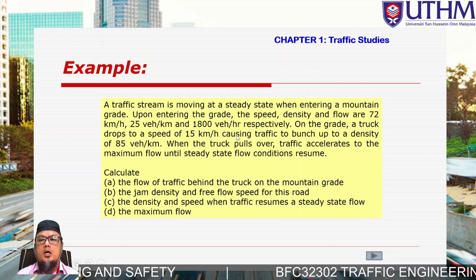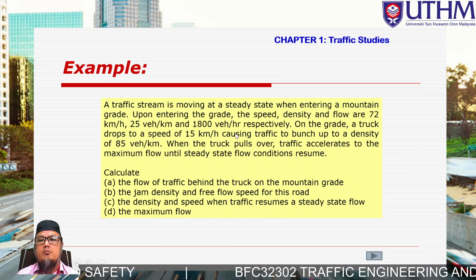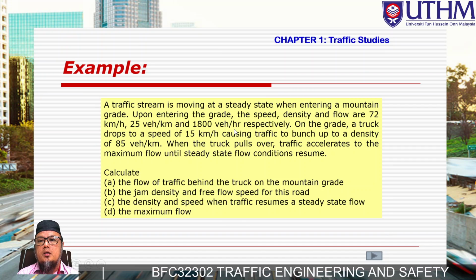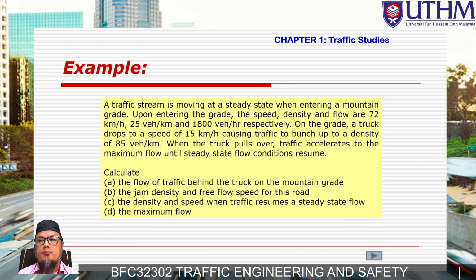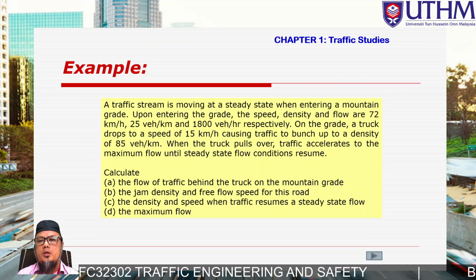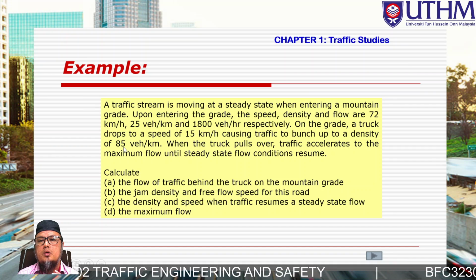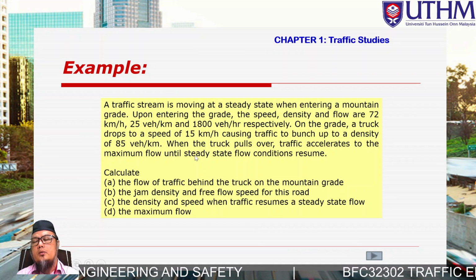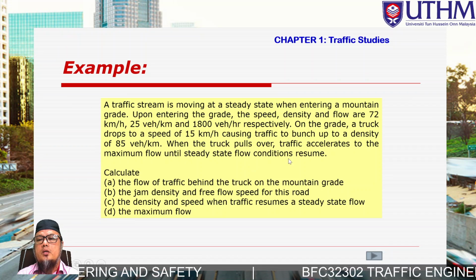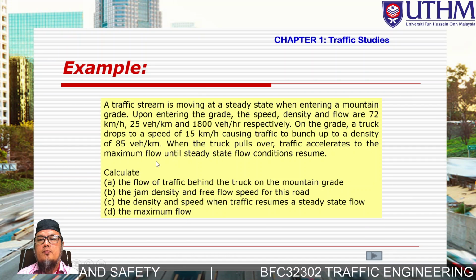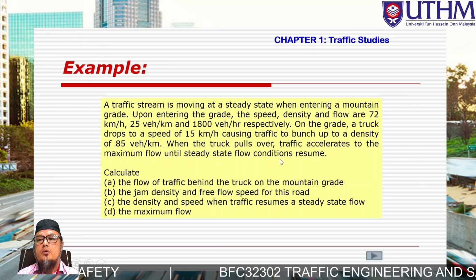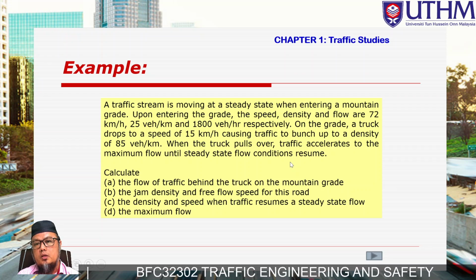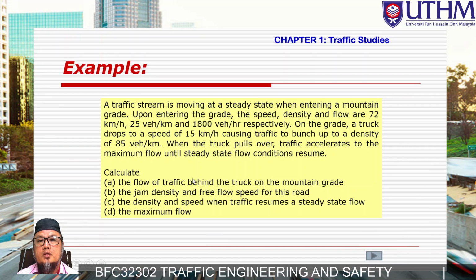So there is a next scenario. The truck climbs the hilly road and drops the speed because it is very heavy. And suddenly the traffic at the back or rear will queue, with a long queue representing up to 85 vehicles per kilometer, which is density. Okay, when the truck is pulled over, traffic accelerates to the maximum flow until steady state flow condition is resumed. So back to normal, but a little bit different from previous.